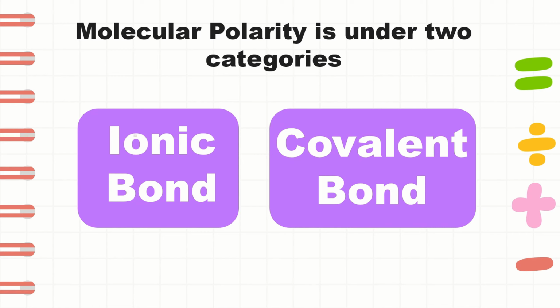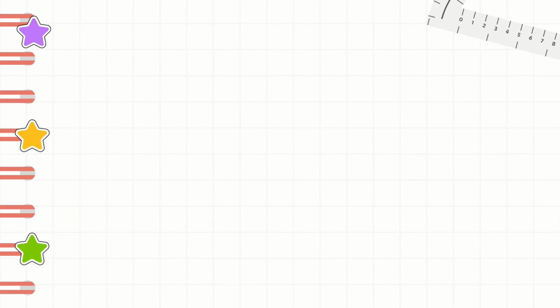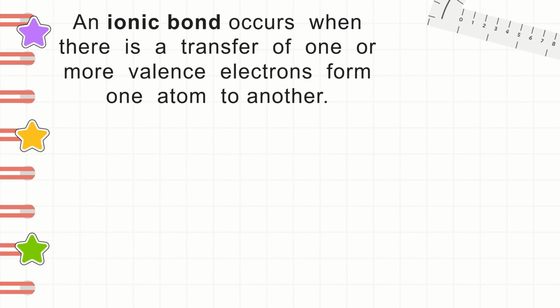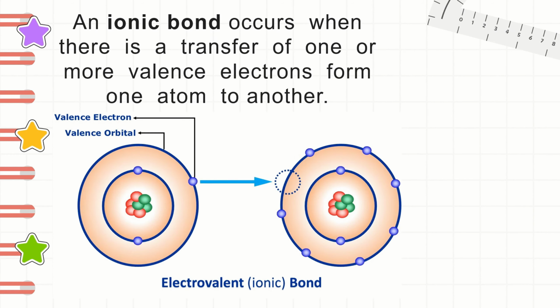So, unahin natin kung ano bang ibig sabihin ng ionic bond. Pag sinabi natin ionic bond, it occurs when there is a transfer of one or more valence electrons from one atom to another. So, ang ionic bond is transferring of an electron of an element to another element. Or should we say, ang pag-transfer ng isang atom or ng isang element ng kanyang electron papunta sa other atom or element, that is ionic bond. So this is how it looks like. So this one is ionic bond.